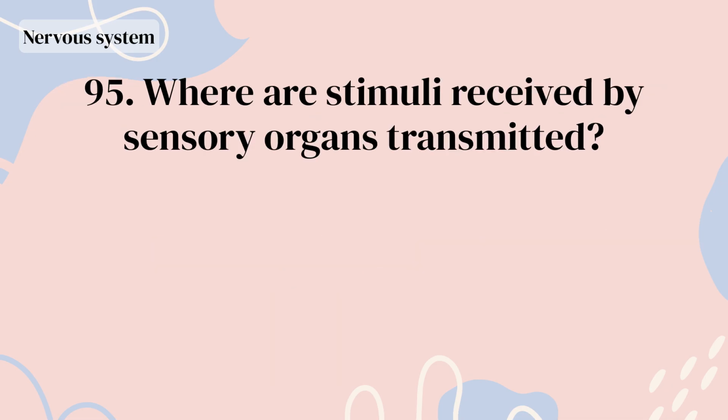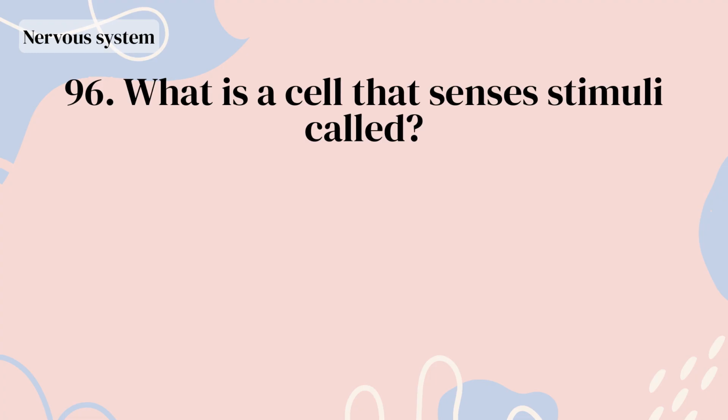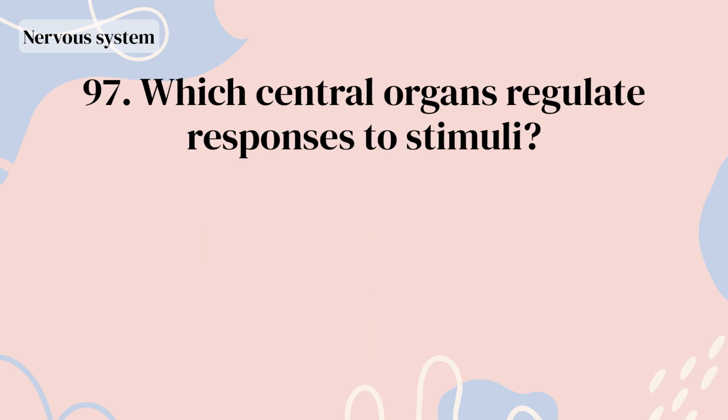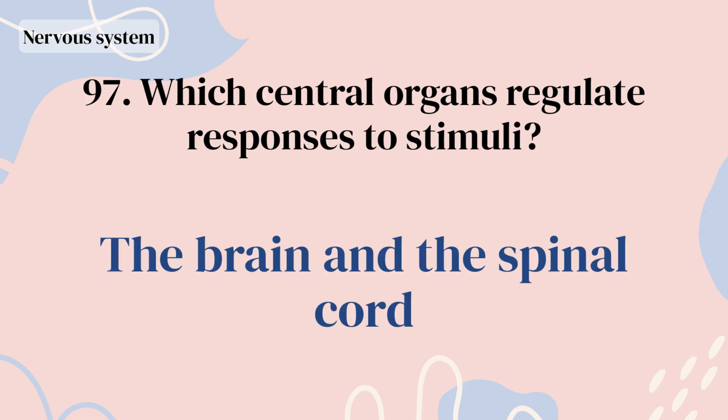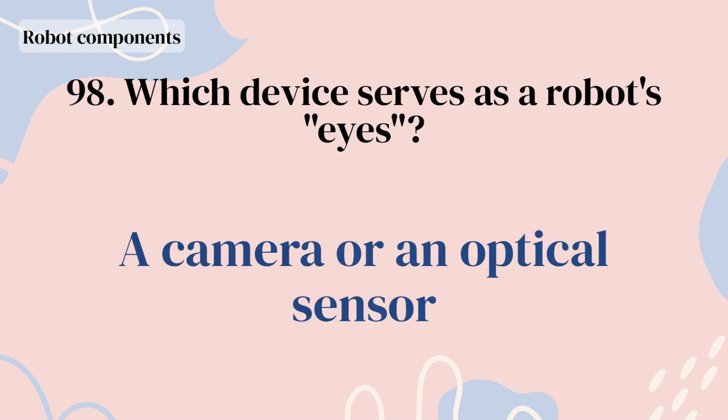Where are stimuli received by sensory organs transmitted? To the central nervous system. What is a cell that senses stimuli called? A sensory receptor. Which central organs regulate responses to stimuli? The brain and the spinal cord. Which device serves as a robot's eyes? A camera or an optical sensor.